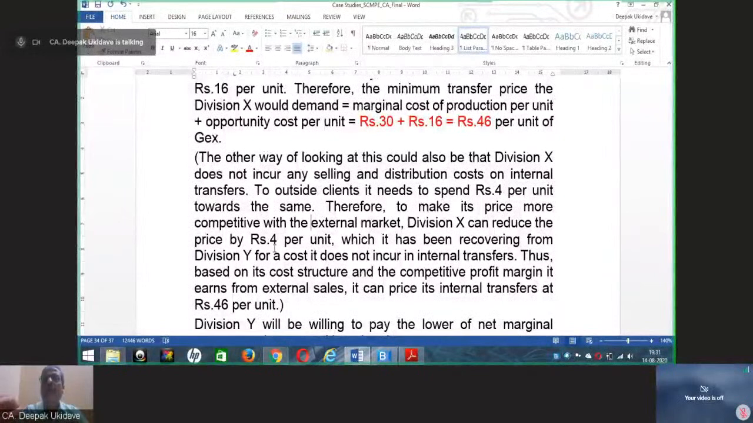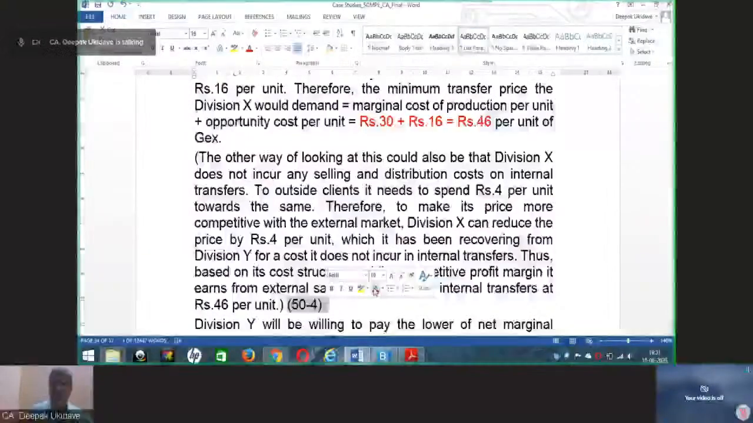You are normally charging 50 rupees, but now there is no need to charge the 4 rupees of selling and distribution cost. So 46 rupees you can charge; division X can afford to charge 46 rupees per unit to division Y. That is the point I am driving. So based on its cost structure and the competitive profit margin it earns from external sales, it can price its internal transfer at 46 rupees. So this 46 can also be worked out as 50 minus 4. This is another way of putting it. That is why I have kept it in brackets. 50 minus 4 is also 46. I have highlighted that.